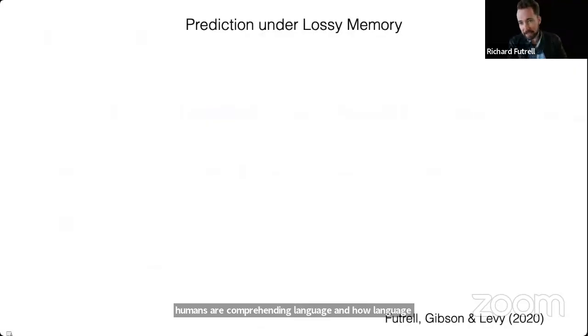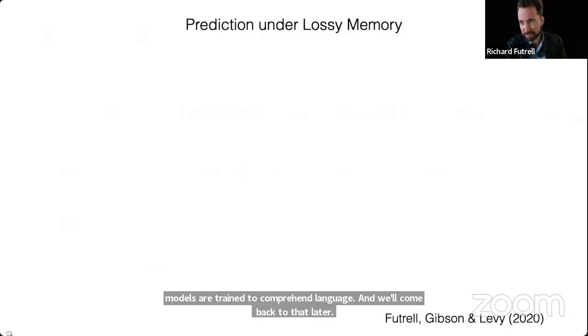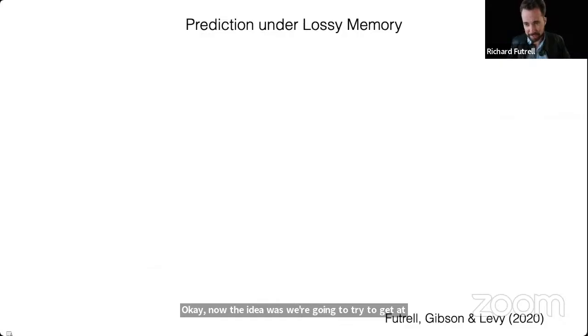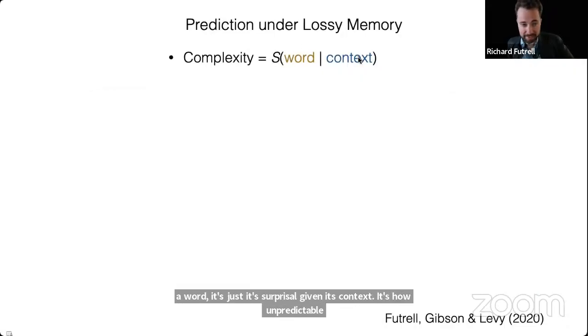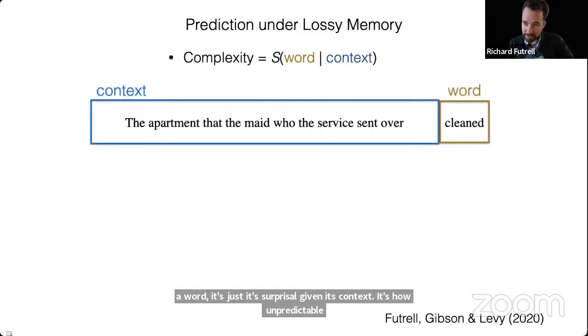Okay, now the idea was we're going to try to get at these locality effects, taking this predictive view. So now we're going to do that. Surprisal theory says the processing complexity for a word is just its surprisal given its context. It's how unpredictable, how surprising a word is given its context. So we think about these kinds of things.